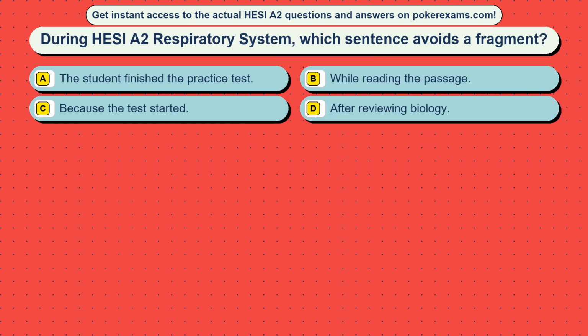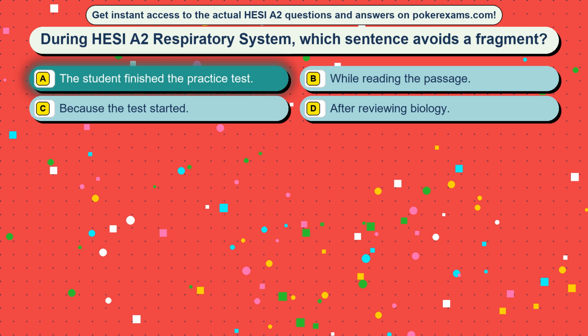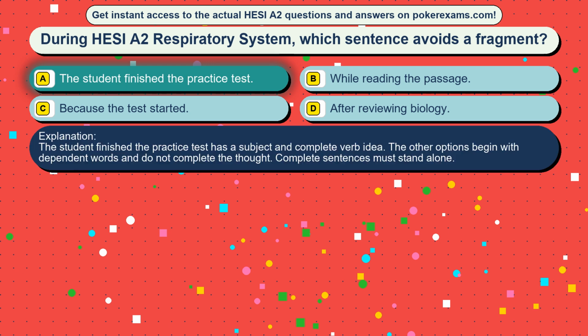Question 11. During HESI A2 Respiratory System, which sentence avoids a fragment? Option A. The student finished the practice test. Option B. While reading the passage. Option C. Because the test started. Option D. After reviewing biology. The correct answer is option A. The student finished the practice test. The student finished the practice test has a subject and complete verb idea. The other options begin with dependent words and do not complete the thought. Complete sentences must stand alone.